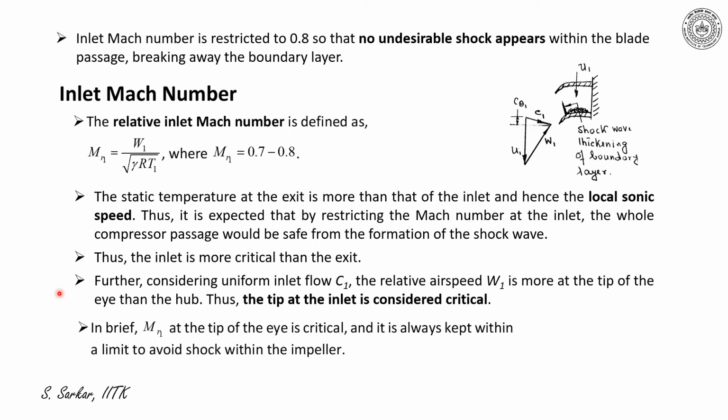Why does it happen? Because the blade speed at the tip will be higher than that of the hub, and thereby W1 is higher. Thus, the tip at inlet is considered to be critical. In brief, MR1 at the tip of the eye is critical, and it is always kept within a limit to avoid shock within the impeller passage.